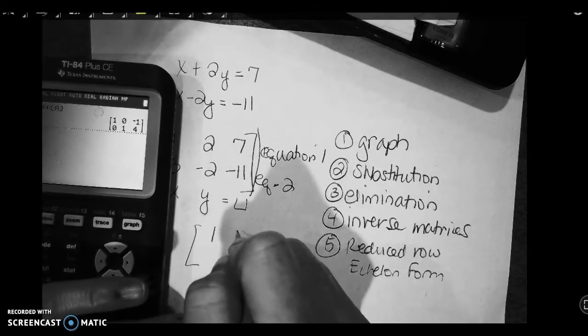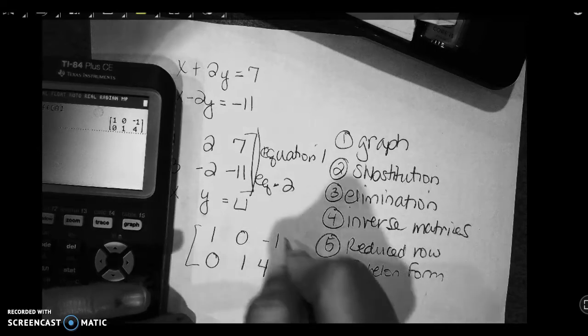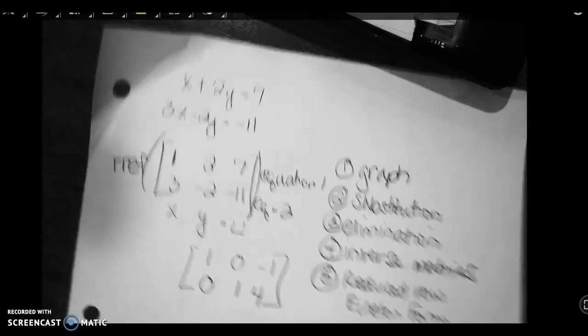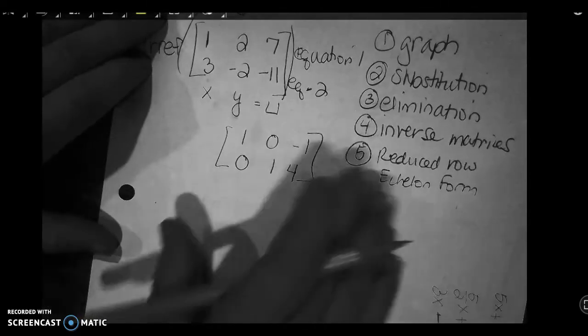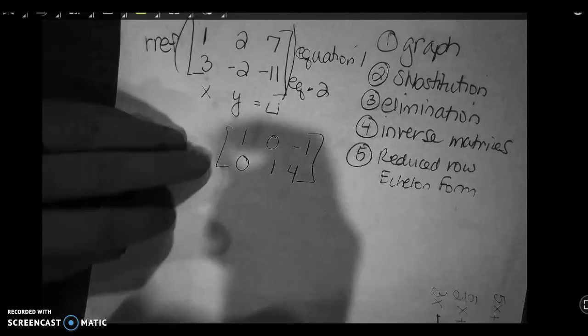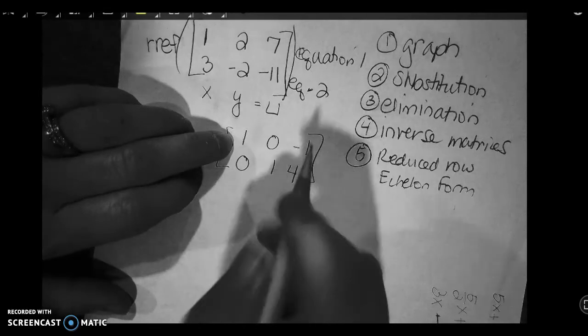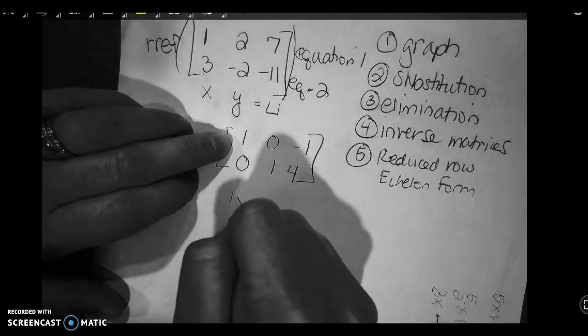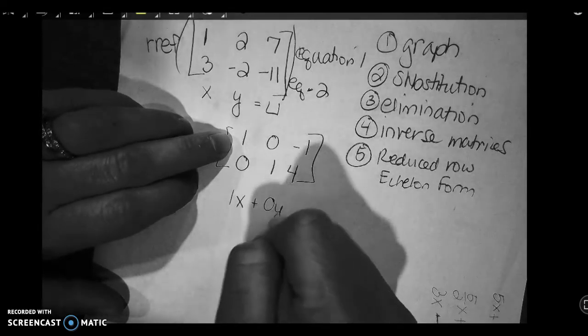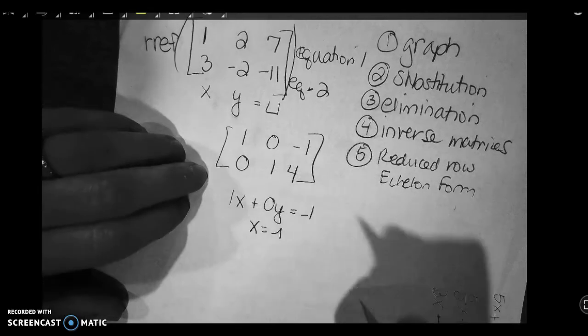I'm getting 1, 0, -1, and 0, 1, 4. And I would expect to see that as your work as well. And so from this new matrix, we can actually find our solution. So think about what this means. Remember earlier I told you row 1 was an equation. So this means 1x plus 0y equals -1. Or in other words, x is -1.